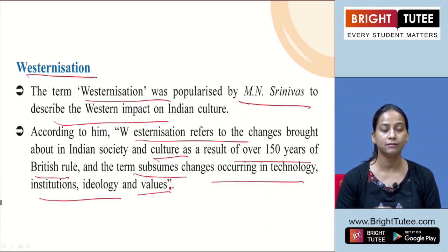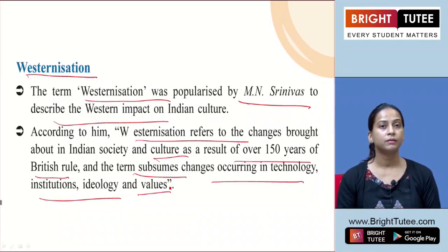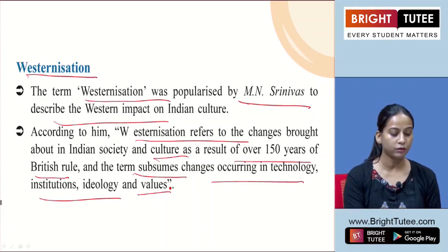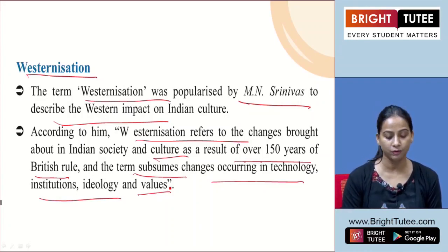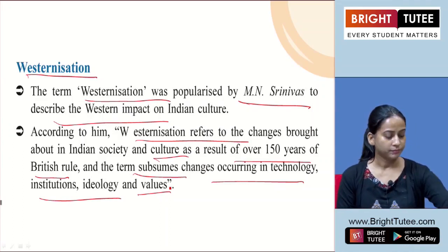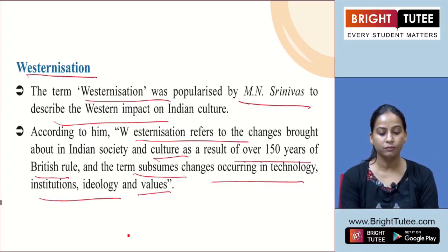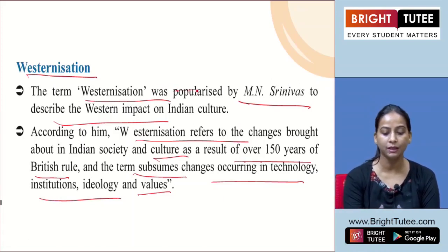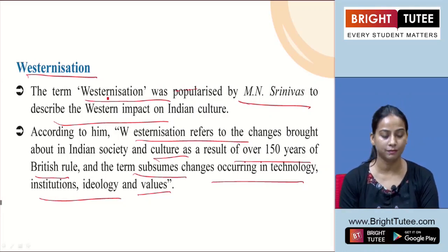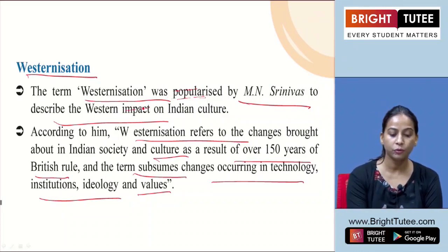And further, he takes the changes that occurred during the British rule, towards changes that occurred later in technology, institution and other different ideologies, as well as the values based on different factors. This term Westernization, we can say, is used to explain the social change. The change occurred in the society in India in cultural terms basically. And compared to modernization, to explain this cultural change, Westernization is a neutral term.